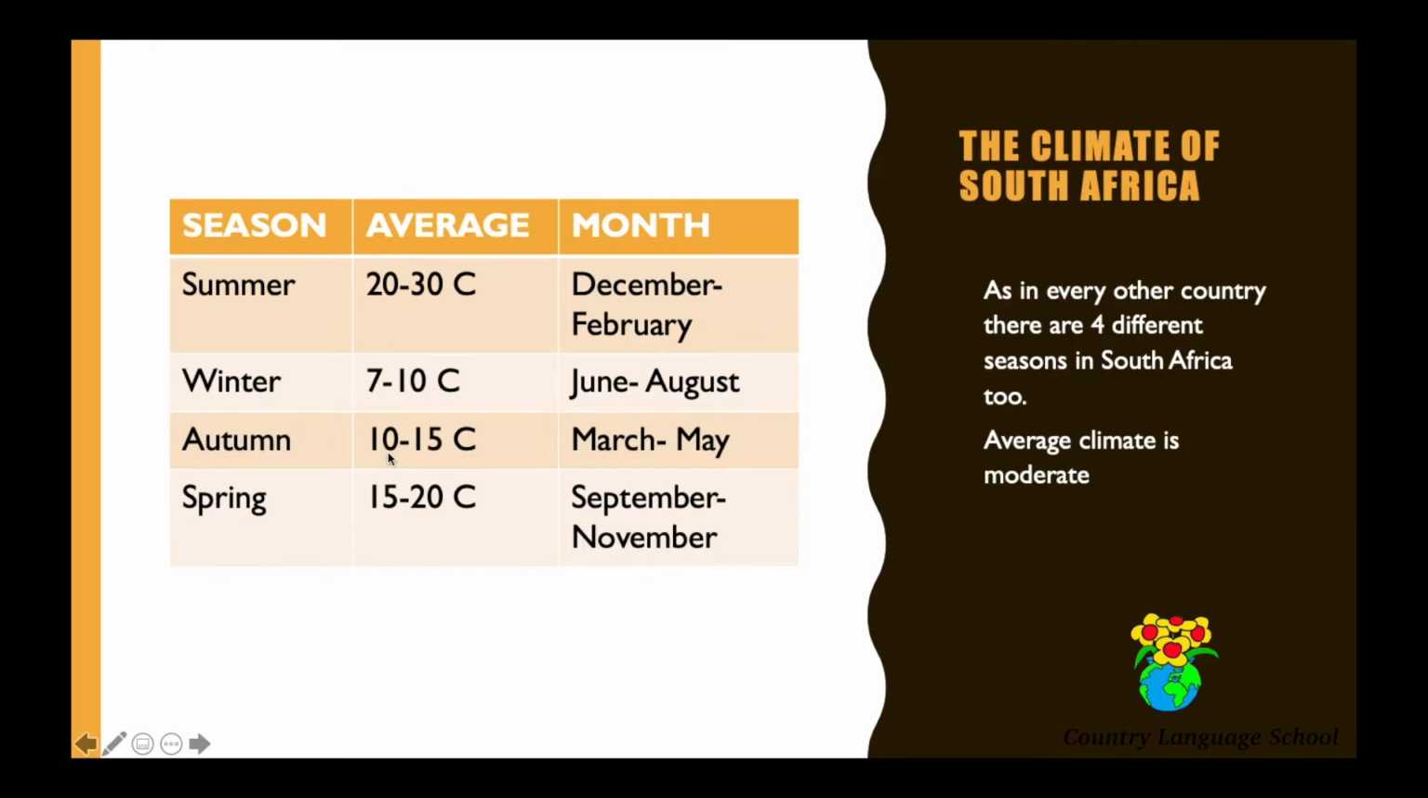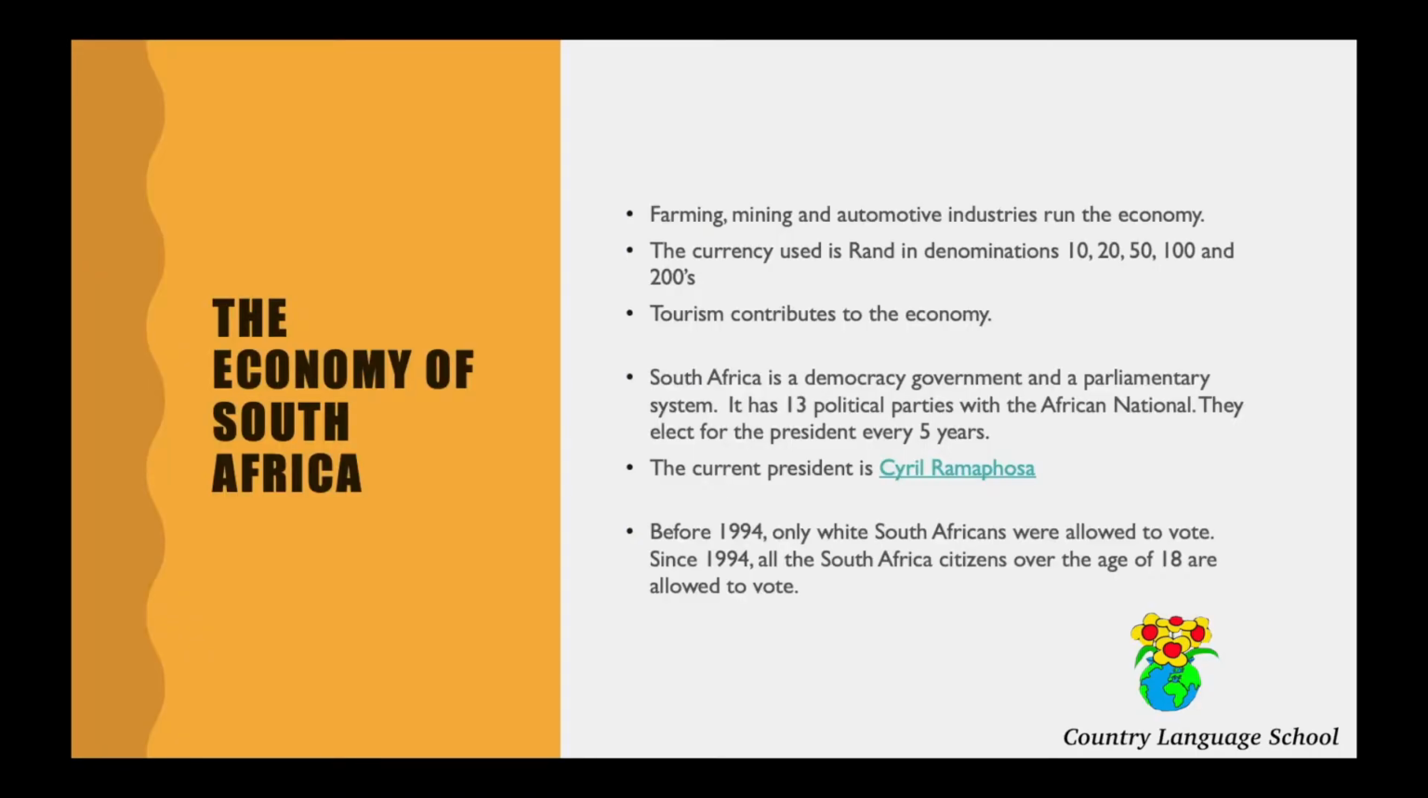The autumn is from March to May, and the average temperature is from 10 to 15 degrees. And finally, spring, 15 to 20 degrees, and the months for this are September to November. As in every other country, there are 4 different seasons in Africa too, and obviously they are in different months than in other countries.